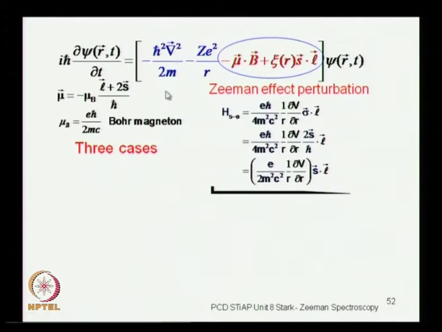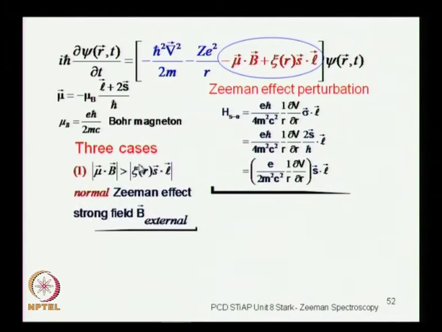So, there are three cases to talk about. One in which the magnitude of this field is such that this term will be stronger than the spin orbit interaction. Okay? And when you have this situation, you refer to the phenomenon as what it was historically called, the normal Zeeman effect.